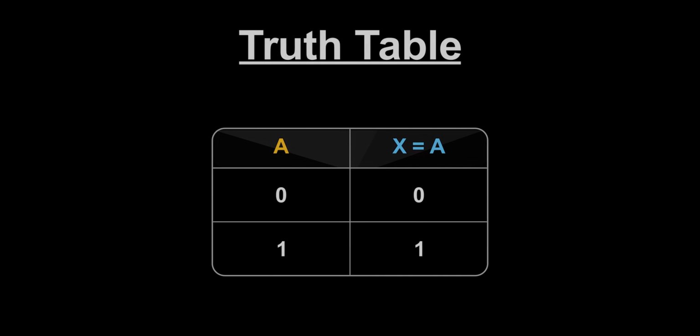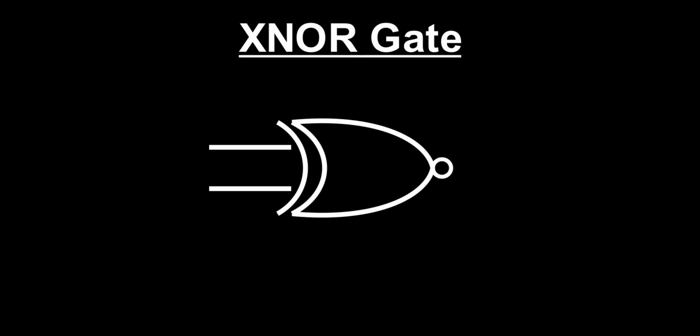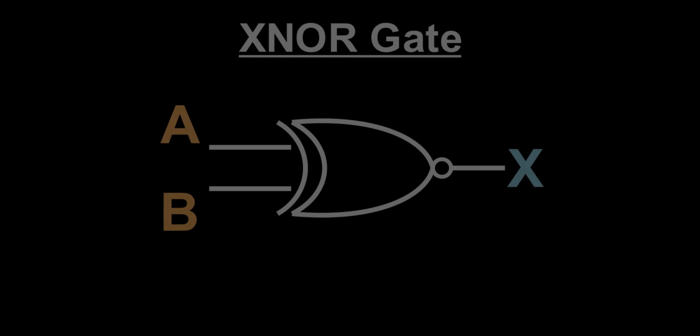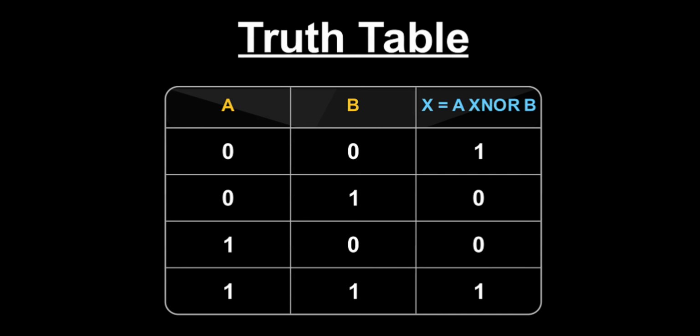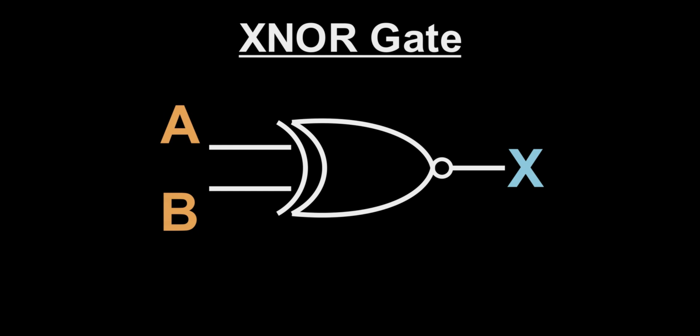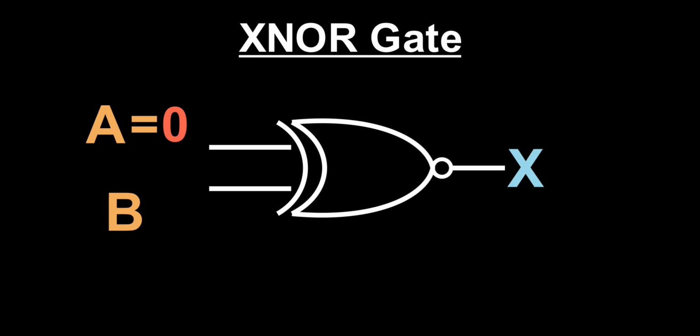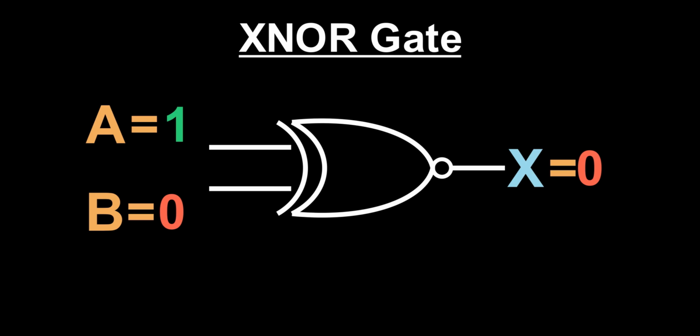The XNOR gate is like an XOR gate, but with just a NOT at the top. So A, B, and X, but with a NOT. You take the XOR truth table and you just change the zeros into ones and the ones into zeros. That's basically what the NOT part does. So it's not an XOR gate. When A equals 0 and B equals 0, you get a 1. When A equals 1 and B equals 0 you get a 0, and when both are 1, you get a 1.